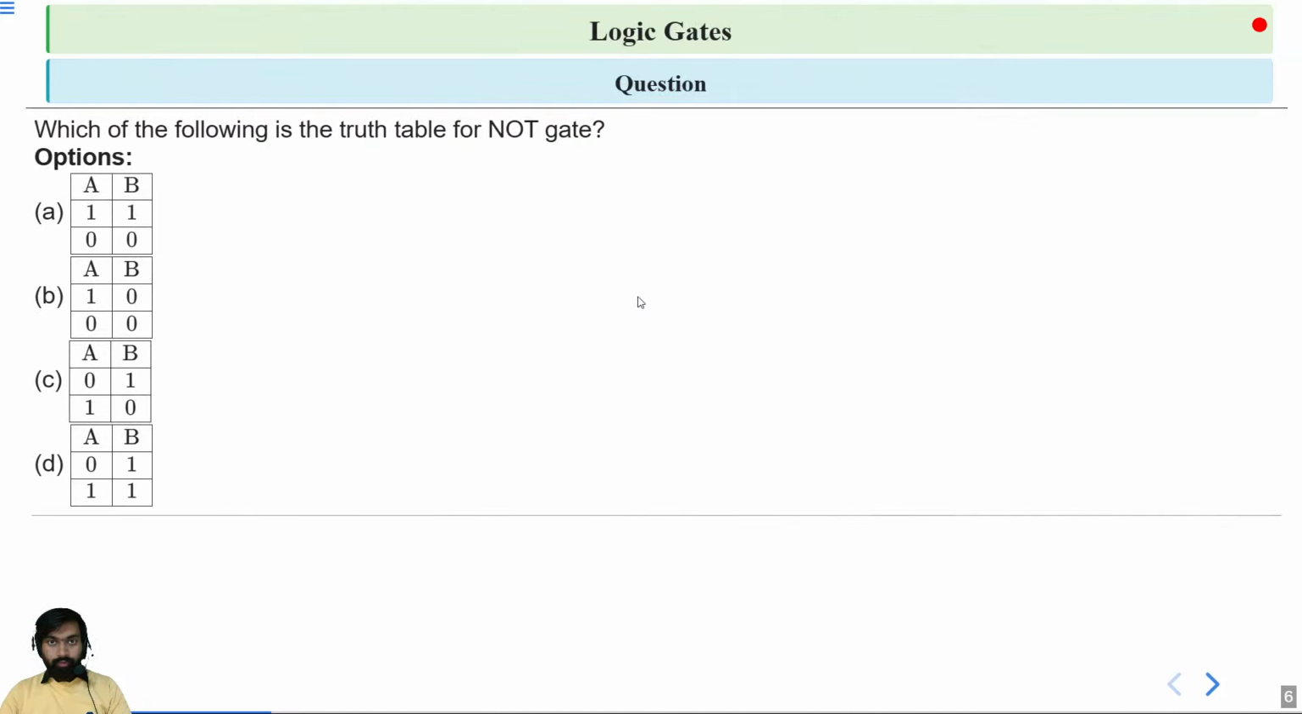Second question: which of the following is a truth table for a NOT gate? The question asks which of the given options is the truth table for a NOT gate. It provides four options, each showing a 2 cross 2 table. You need to identify the correct table that represents the NOT gate's output for all possible inputs. The NOT gate inverts the input. So if the input is 1, the output is 0, and if the input is 0, the output is 1. So please solve this question. Which one is correct? Option A, option B, option C, or option D? All right, please solve.